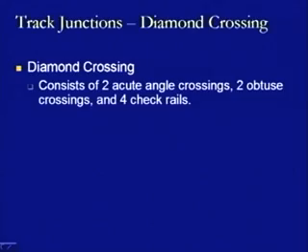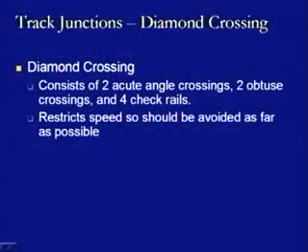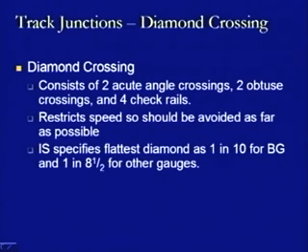Looking at this, we have to provide 4 jack rails, or we can say 2 pairs of jack rails need to be provided, and it restricts the speed, so it should be avoided as far as possible. That is one of the limitations of providing a diamond crossing. Indian standards specify the flattest diamond as 1 in 10 for broad gauge and 1 in 8.5 for other gauges.